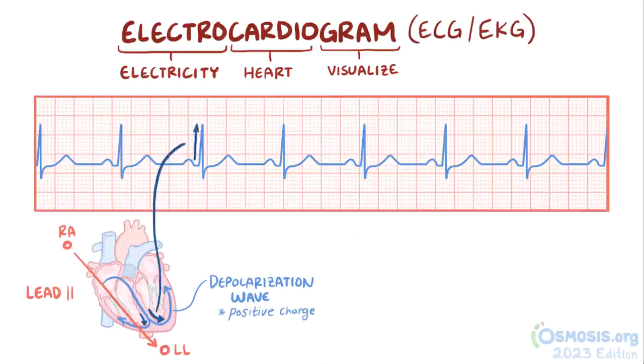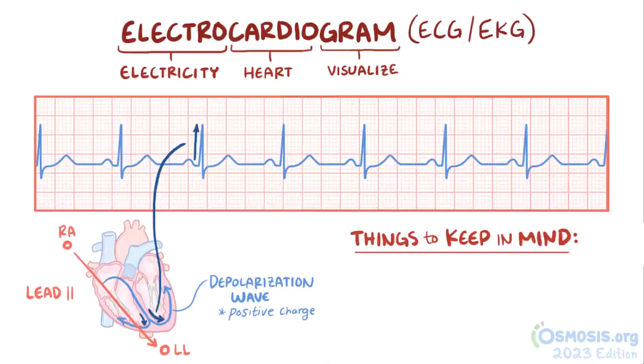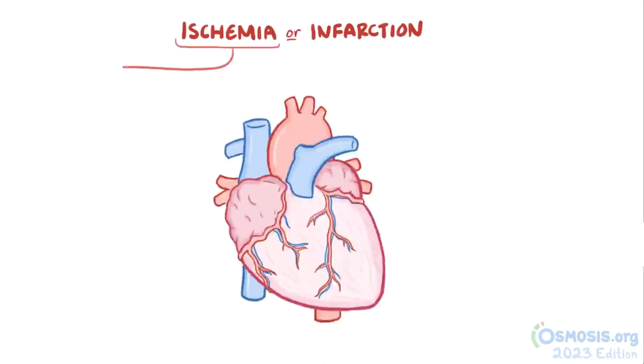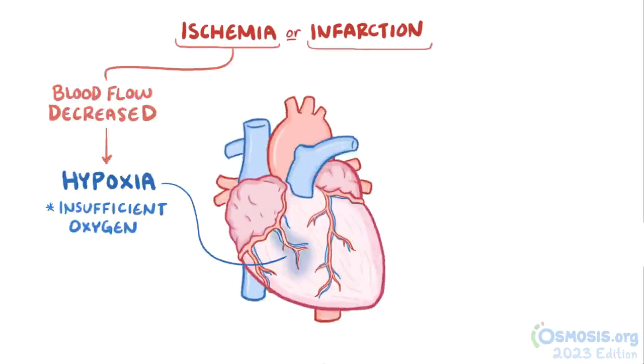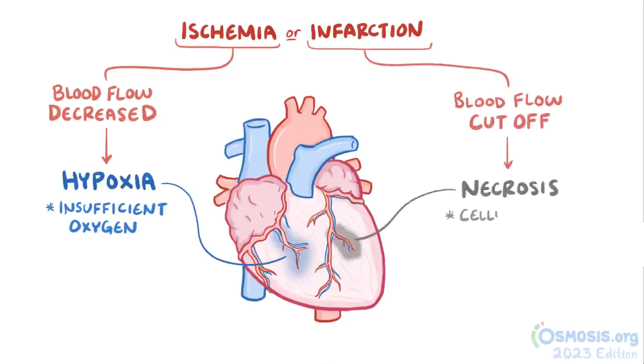To read an ECG, there are a few key elements to keep in mind. And one of them includes figuring out if part of the heart is suffering from ischemia or has had an infarction. The term ischemia means that blood flow to a tissue has decreased, which results in hypoxia, or insufficient oxygen to that tissue. Whereas infarction goes one step further and means that blood flow has been completely cut off, and this results in necrosis, or cellular death. That typically happens if blood flow has been cut off for about 20 minutes.